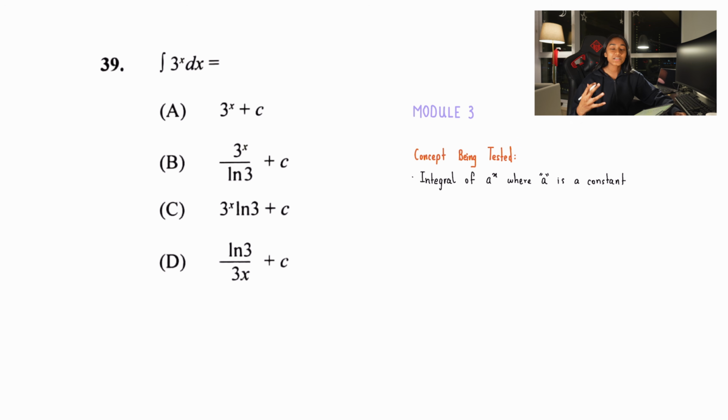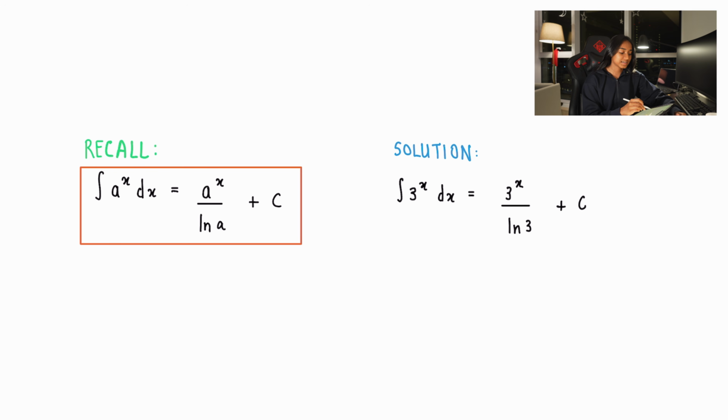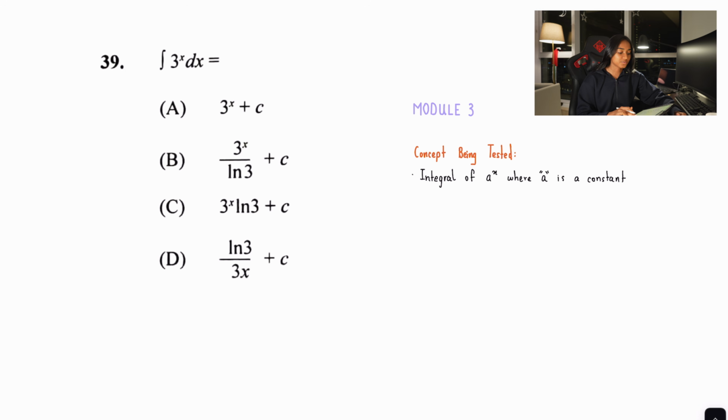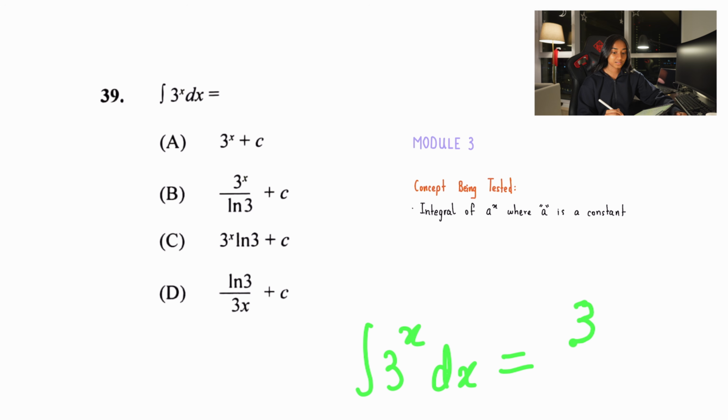Question 39 has to be one of the easiest questions in the entire paper, because all we need to know is one simple integral, the integral of a to the power of x, where a is a constant. We should all know that the integral of a to the power of x dx is equal to a to the power of x over ln a plus c. They're asking us for the integral of 3 to the power of x. So the integral of 3 to the power of x dx is 3 to the power of x over ln 3 plus c.